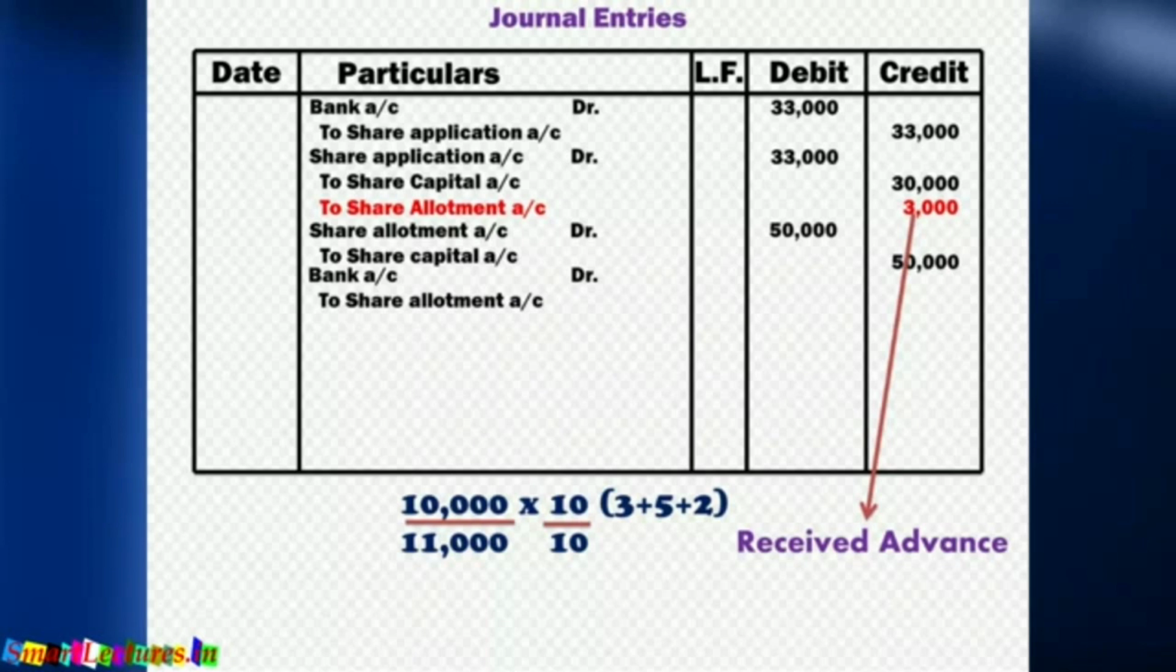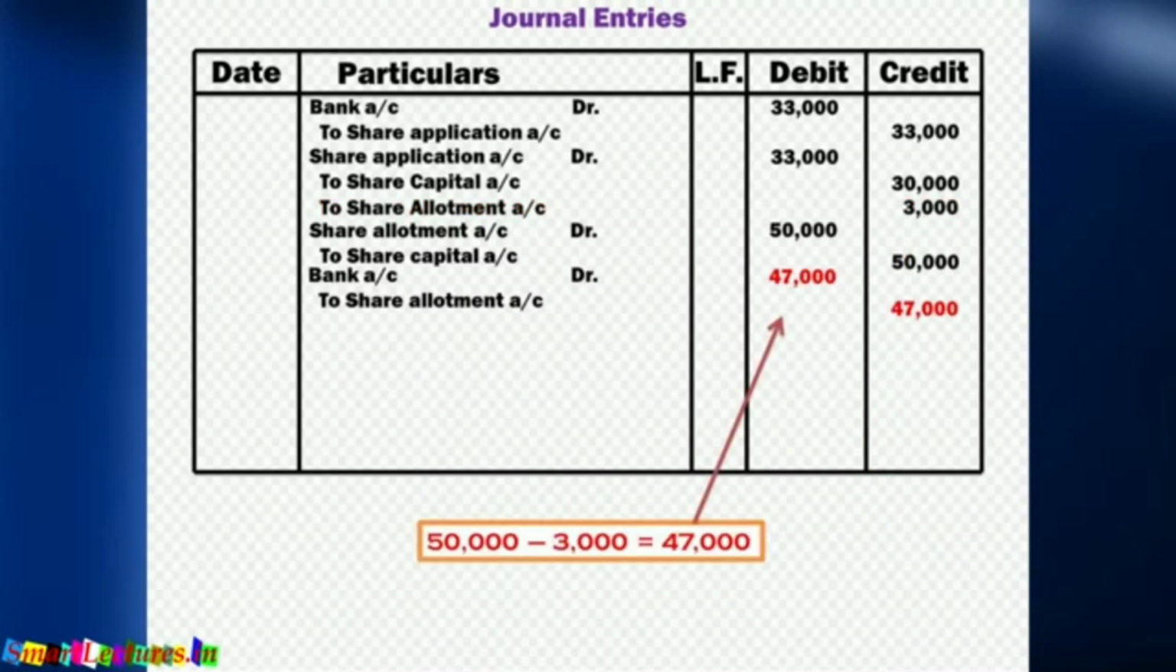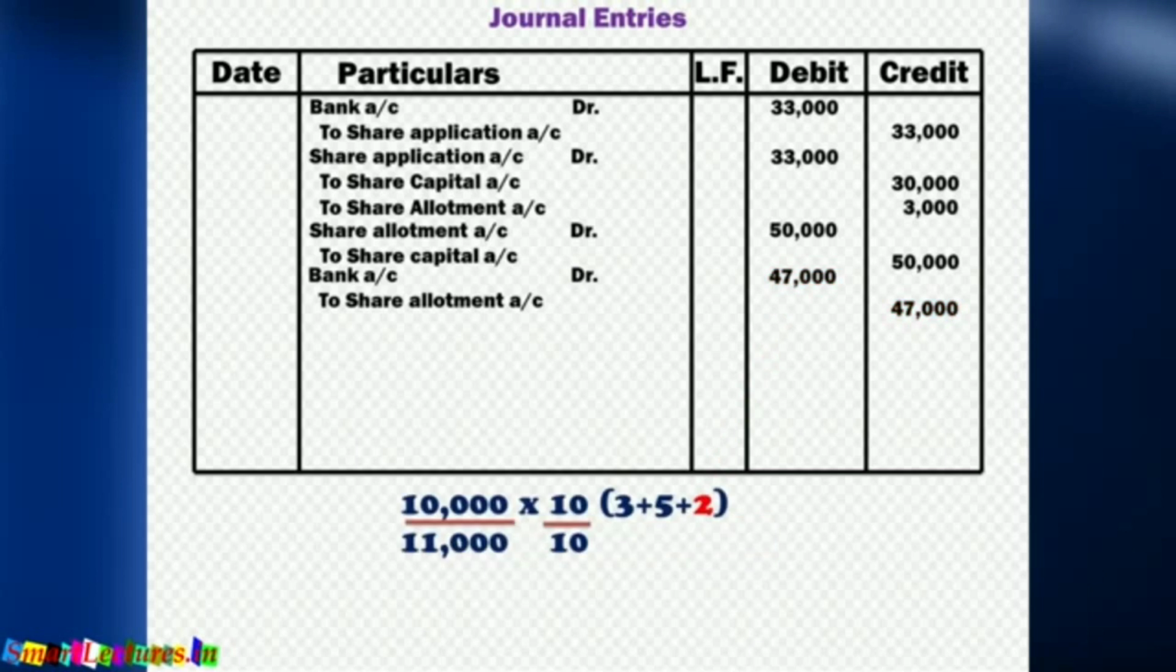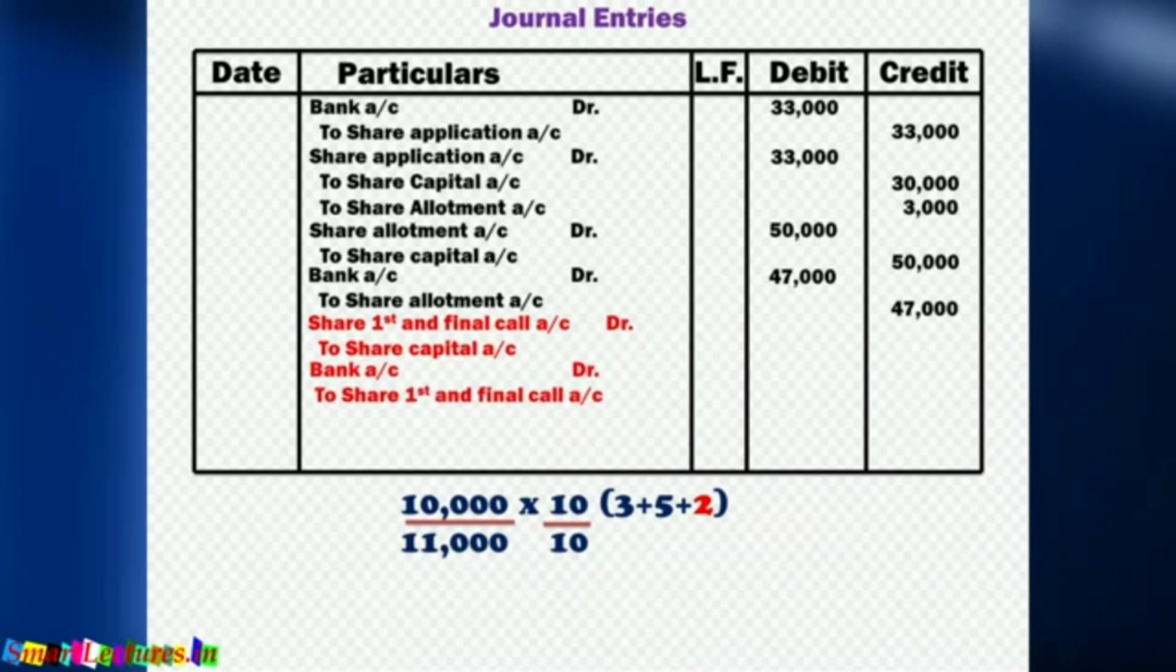Now this is the turn of the first call. So share first and final call account debit to share capital, bank account debit to share first and final call account. And the amounts will be 10,000 into 2, rupees 20,000.